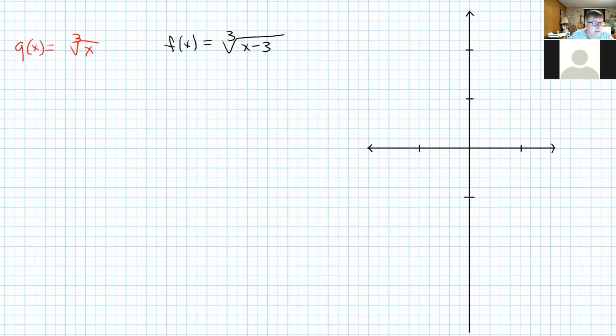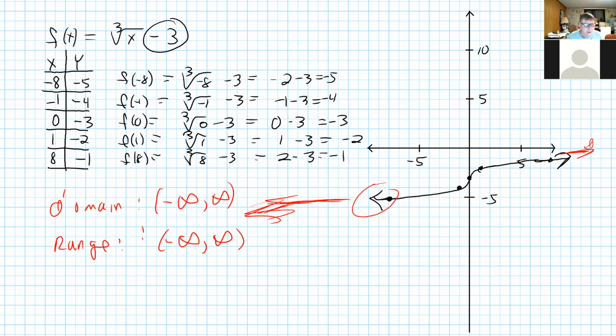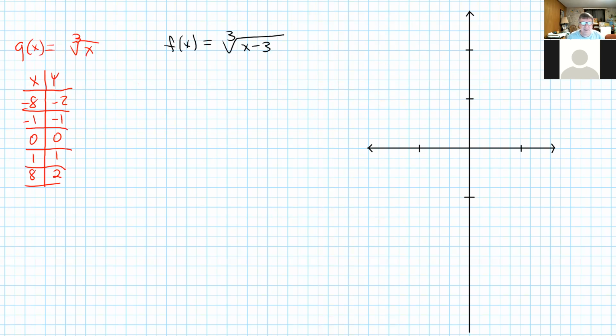Okay, so let's go back to the red one. Since I'm taking the cube root of x, it would be nice to take cube roots of cubes, like negative 8, negative 1, 0, 1, and 8, which would be negative 2, negative 1, 0, 1, and 2, respectively, okay? Which is very much like what we did here, that first part of it, and then when we got done with that, we subtracted 3 from the results. Now, the minus 3 is inside the radical. It would be nice if I was taking cube roots of cubes, okay?